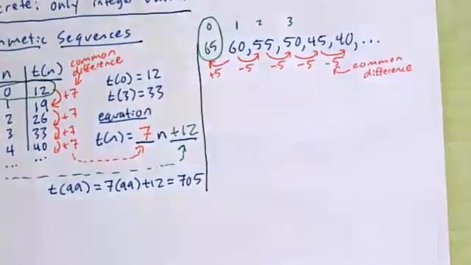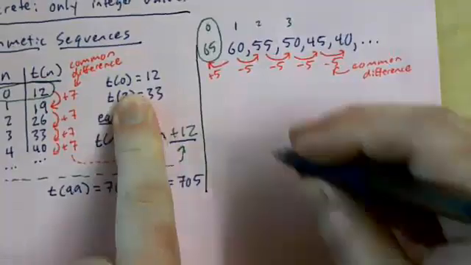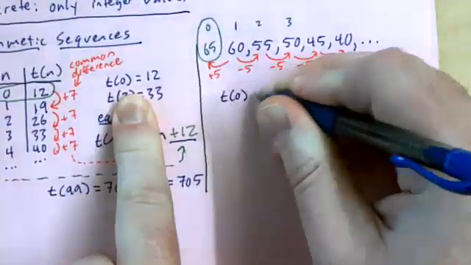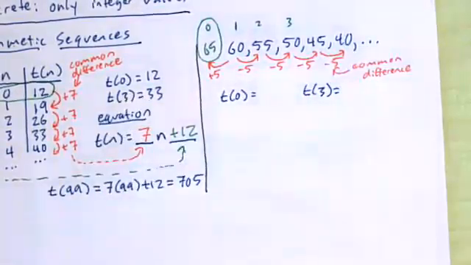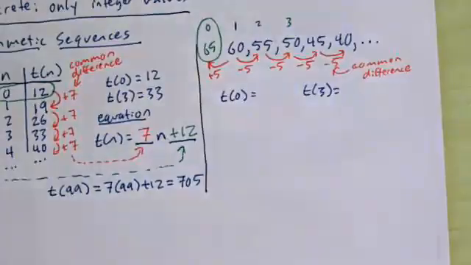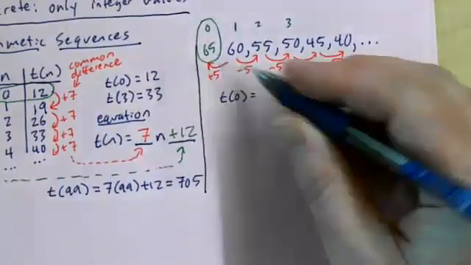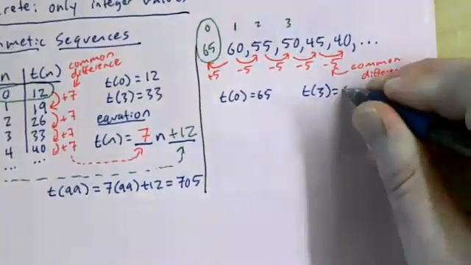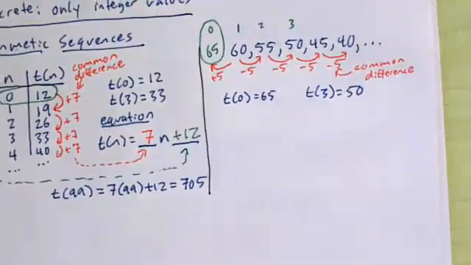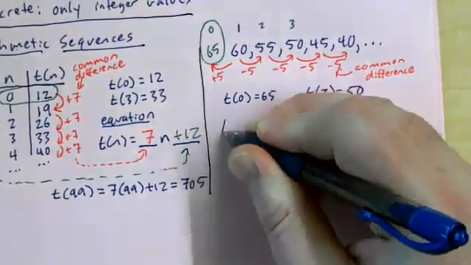We're going to use that to write an equation here. Before we do, let's just practice what we were doing over here. Let's write down what T0 is, and let's go ahead and do T3 again. So T0, the 0th term, is 65. T3, the 3rd term, is what? 50.